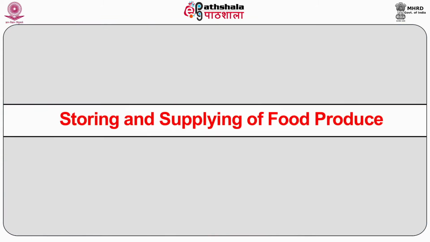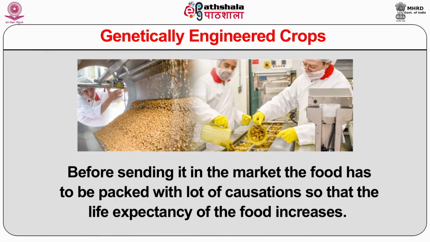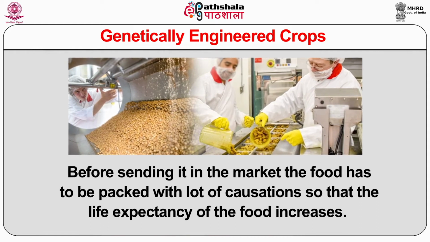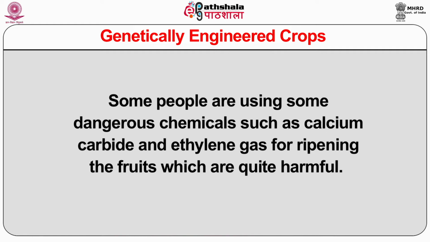Now, we will discuss storing and supplying of food produce. The next step is that we need to either sell our produce directly in the market or keep it in well-equipped stores for future use. Before sending it to the market, the food has to be packed with a lot of caution so that the life expectancy of the food increases. Some people are using dangerous chemicals such as calcium carbide and ethylene gas for ripening the fruits, which are quite harmful. The warehouse ought to be located in hygienic surroundings.